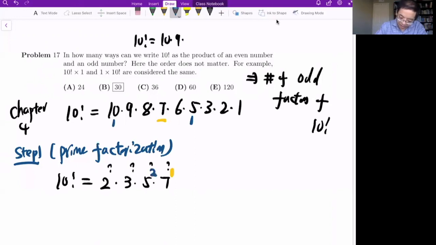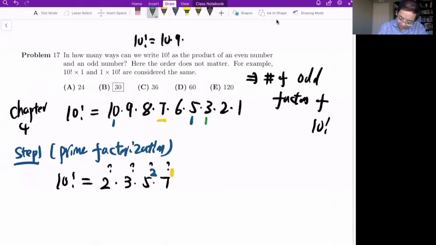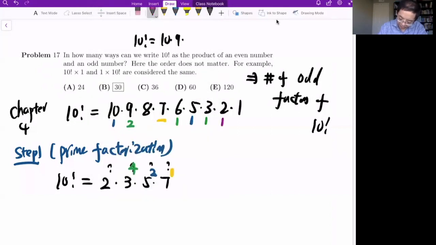How about 3? For 3, you have 1 here, you have 1 here. But 9 is 3 squared, so 9 contributes 2. So here the power is going to be 4. All right, so how about 2? You have 1 here, you contribute 1 here. Oh, I forgot one number, sorry. There's a 4 here. I forgot a 4 here.